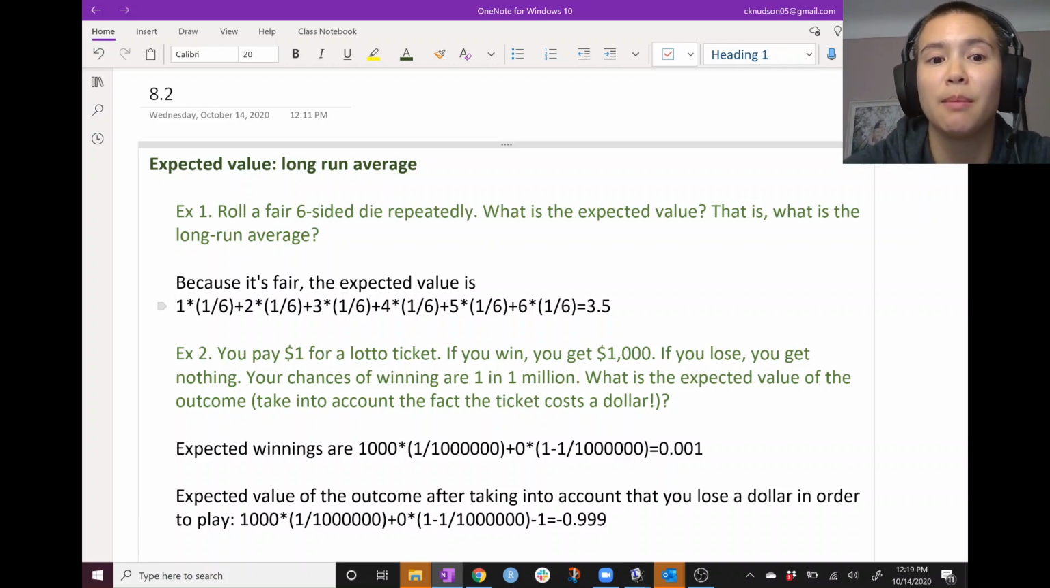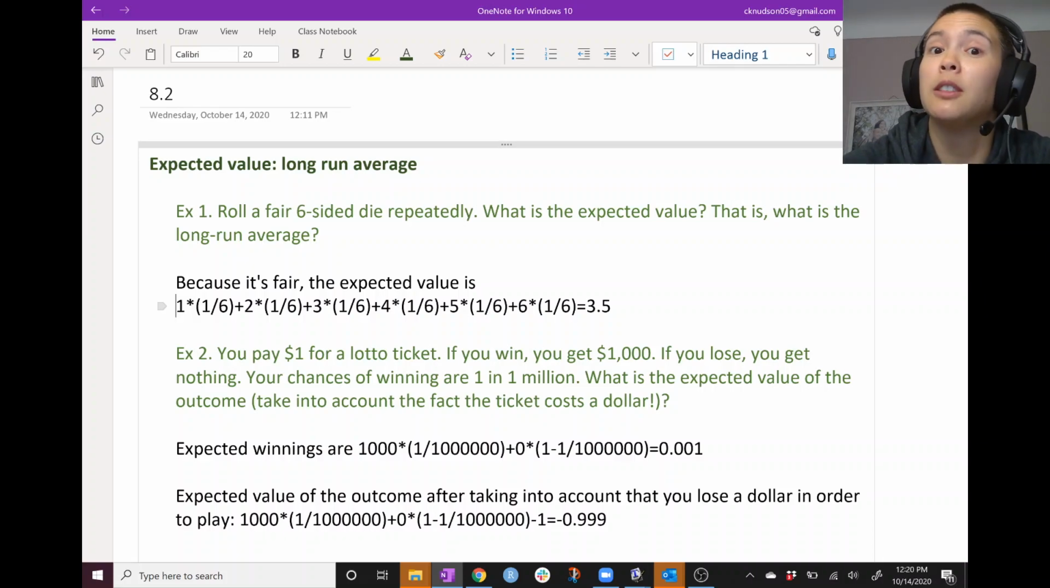Okay, next example, we have a certain lottery, and you pay $1 to get a lottery ticket. If you win, you get $1,000, and your chances of winning are 1 in 1,000,000. If you lose, then you just lose that $1 and you don't get anything. So what is the expected value of the outcome of this lotto? You need to take into account the fact that you have to pay $1 in order to play.